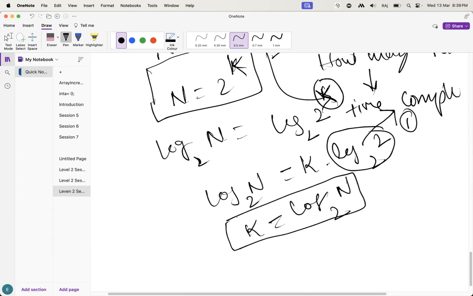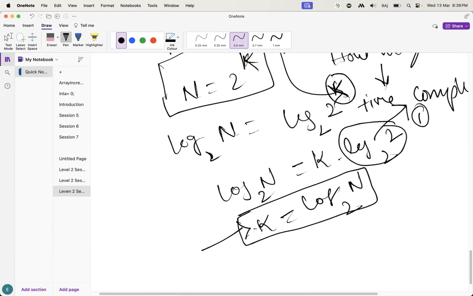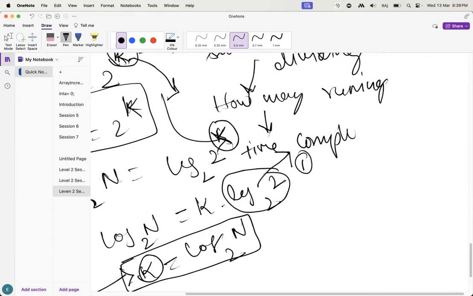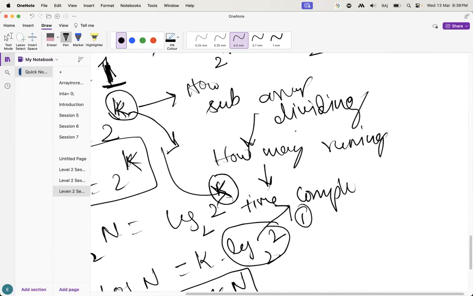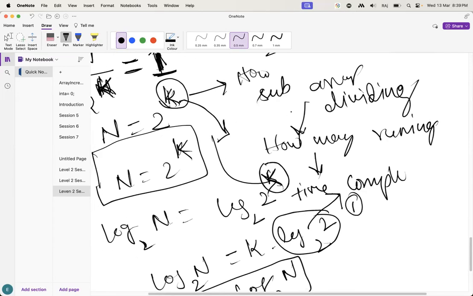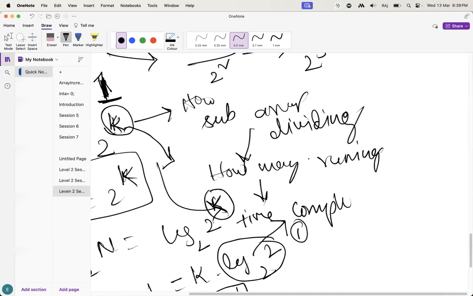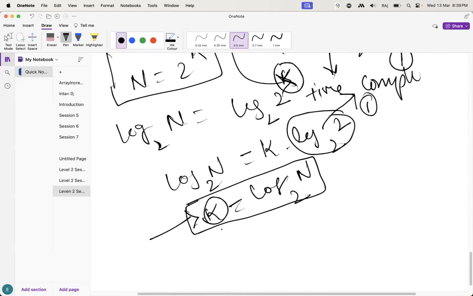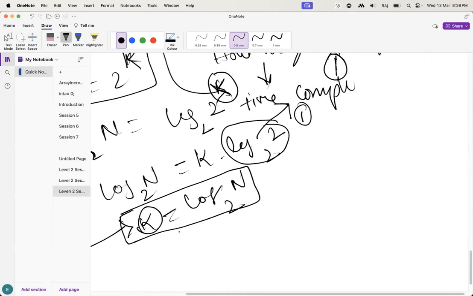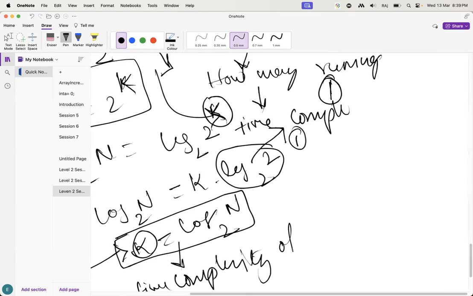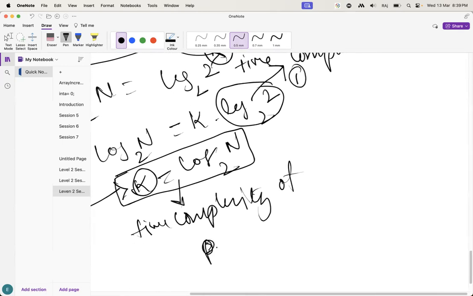Guys, we found the k value. What is the k value? K value is how many times the subarray is dividing. Guys, understand that subarray dividing means how many times it is running. Until the subarray is 1, we will stop dividing the array. So that's why we found the k value, k equal to log n base 2. This is the time complexity of binary search.